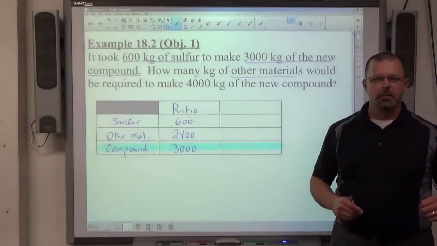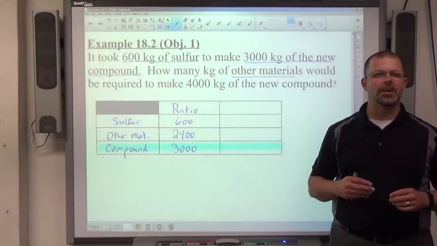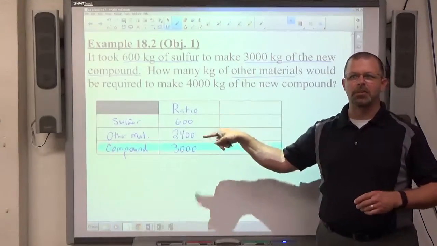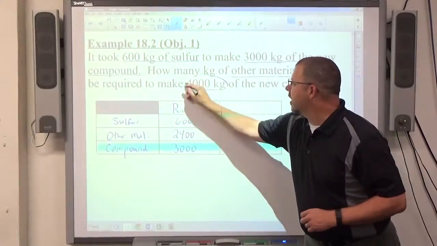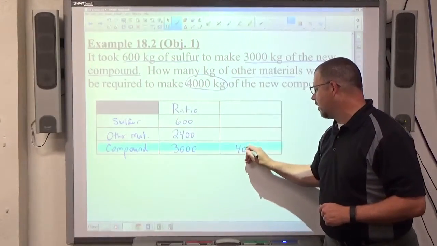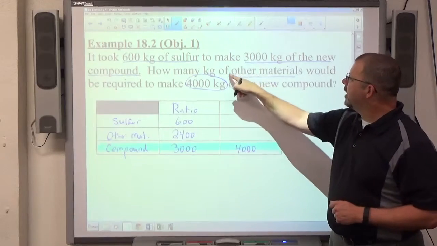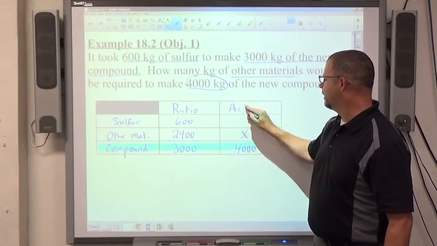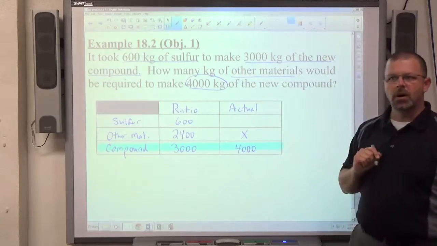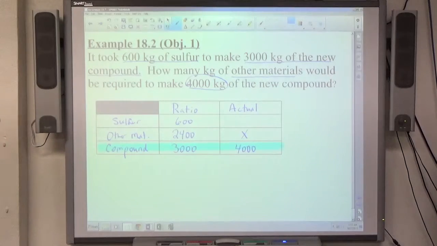All right, but then, wait, I need 4,000 kilograms. This recipe is only for 3,000. How in the world am I going to make this? So I want to make 4,000 kilograms. How many kilograms of other materials would be needed? So our actual numbers are here. So they're asking me for that.